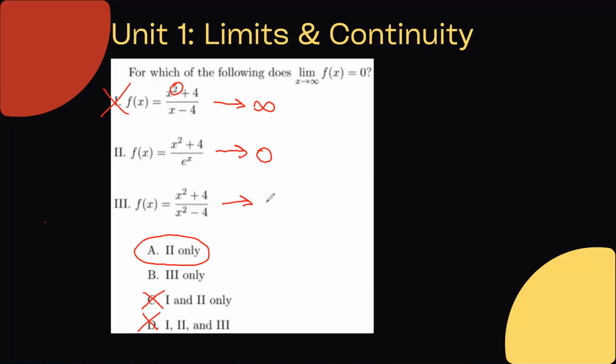The limit for this one is going to equal 1 because the degree of the numerator and denominator are the same and the leading coefficients are both 1. So you would get a limit of 1.